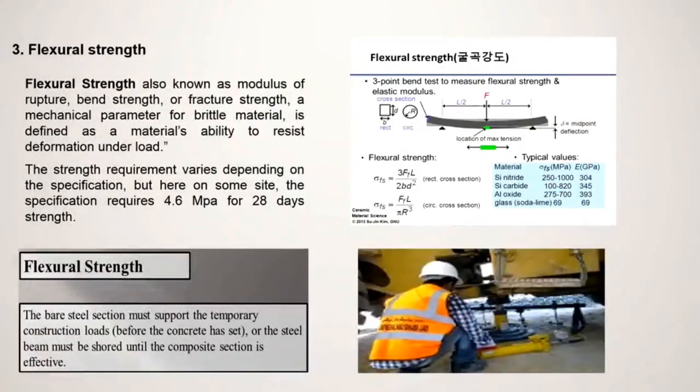Number 3, flexural strength. Flexural strength, also known as modulus of rupture, bend strength, or fracture strength, a mechanical parameter for brittle material, is defined as a material's ability to resist deformation under load. The strength requirement varies depending on the specification, but here or on some site, the specification requires 4.6 megapascal for 28 days strength.